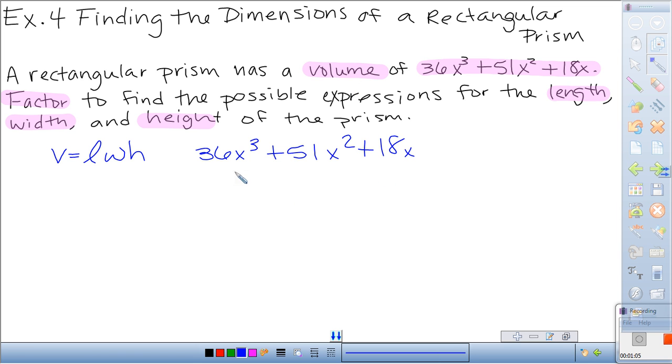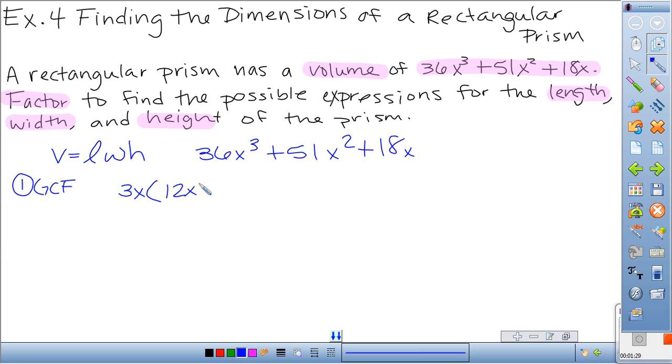So remember, we always want to see if we can pull out a GCF first. So the first thing I'm going to do is factor out a GCF. I notice, first of all, they all have an x in common, and that they're all divisible by 3. So the greatest common factor that I'm going to pull out is a 3x. And then 3x times 12x squared gives me 36x cubed, plus 3x times 17x would give me 51x squared, and then 3x times 6 would give me 18x.